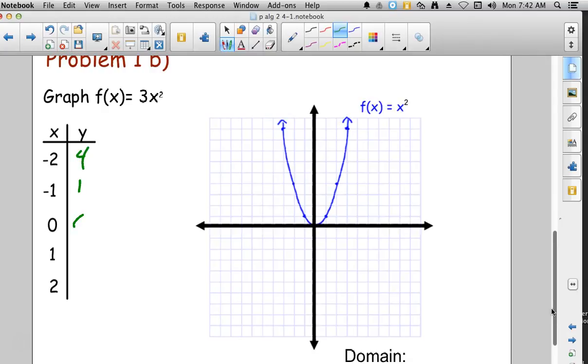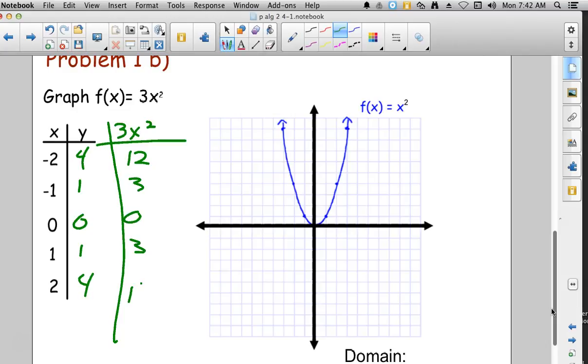And again, we can just plop our normal ones down there and then say to ourselves, well, all I have to do is multiply that by 3, whatever I have. So this would now be a 12, a 3, a 0, a 3, and a 12. This is going to go up faster, and it should, because that 3 in front, that's a vertical stretch. So again, we're not graphing that parent function in the middle. We've come up with our new parent function here, and negative 2, 12 is obviously going to be off our graph a little bit. But negative 1, 3, 0, 0. And then if we use a little symmetry, we've got it.